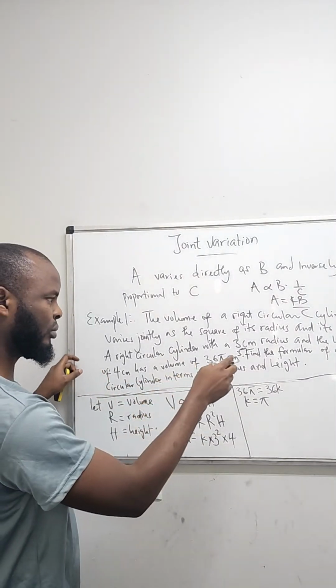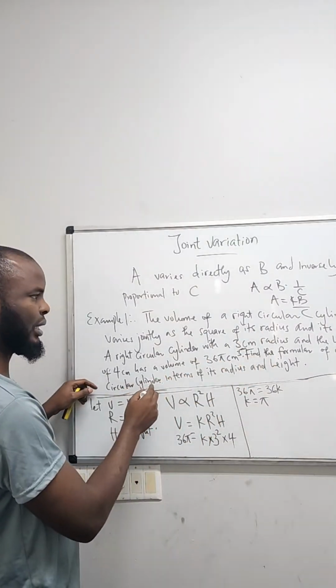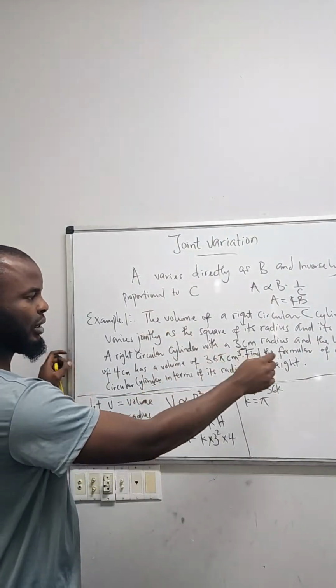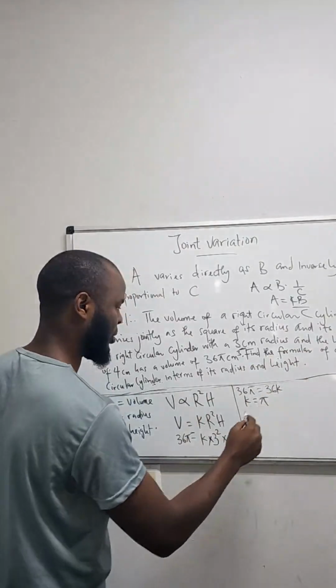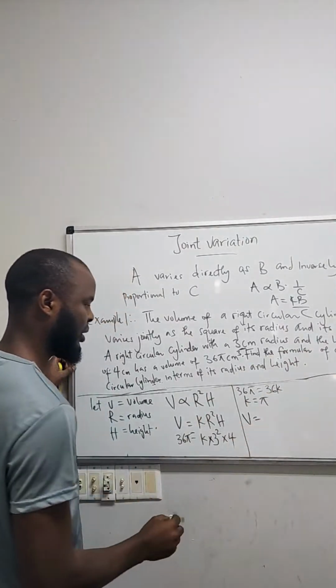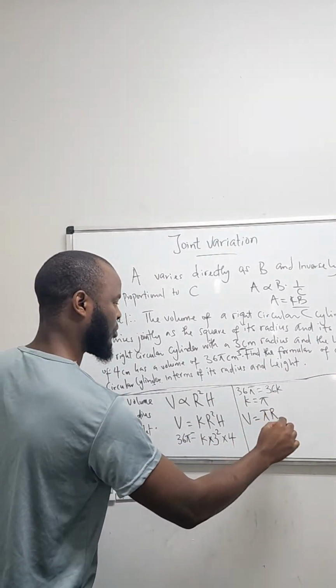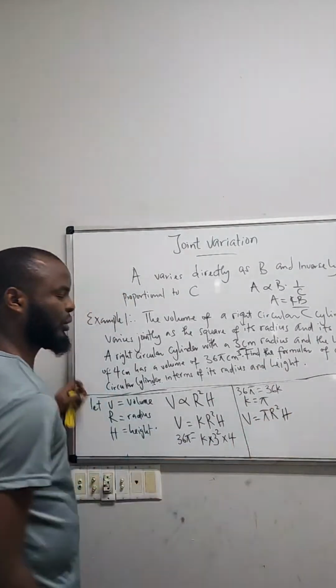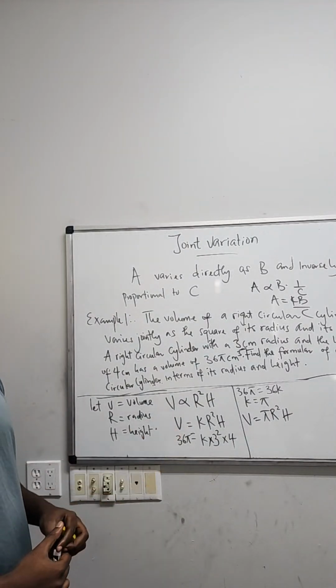Do you mean the volume? I think the formula for the volume of a right circular cylinder. Yeah, find the formula for the volume. Now V is going to be K, which is pi, times R square H. So this is the formula, pi R square H.